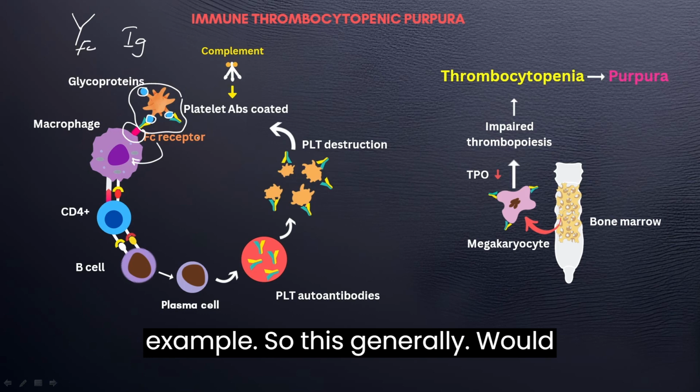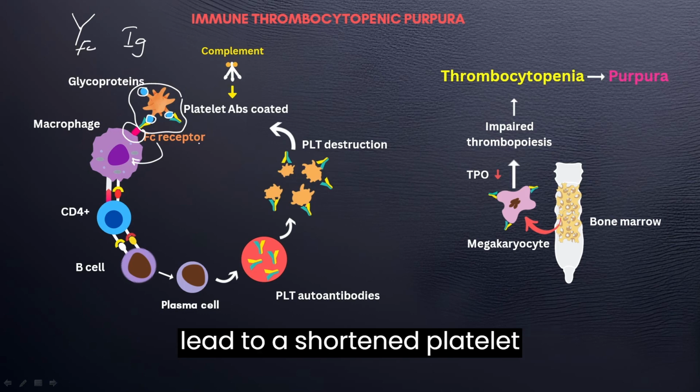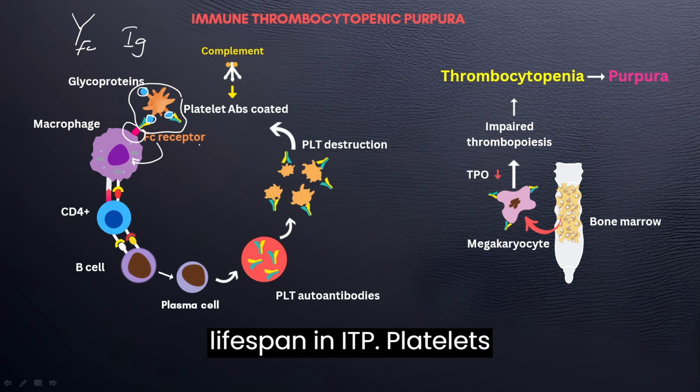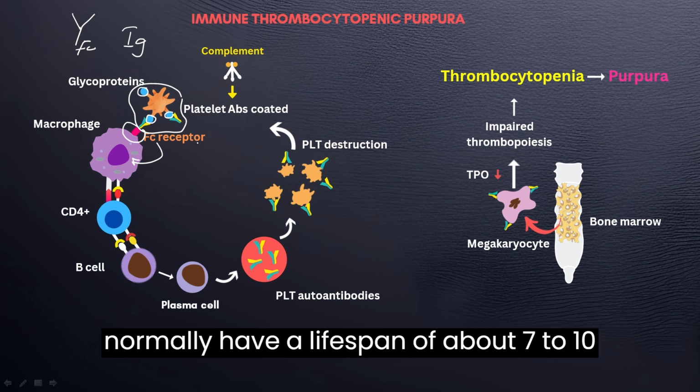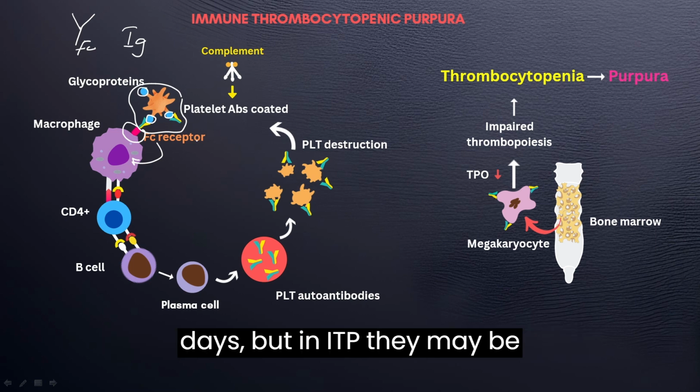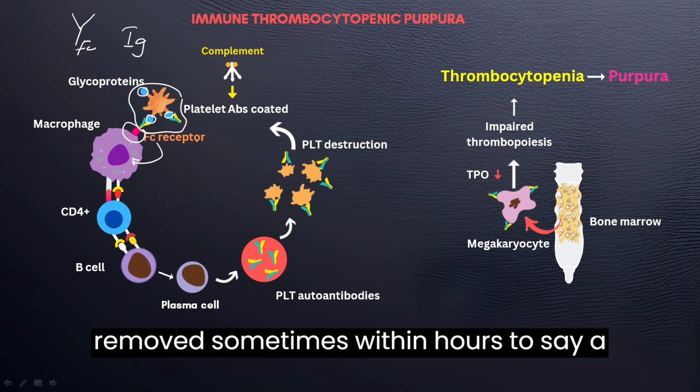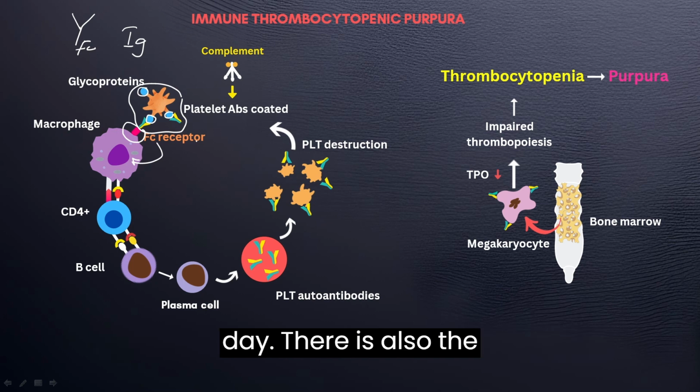So this generally would lead to a shortened platelet lifespan in ITP. Platelets normally have a lifespan of about 7 to 10 days, but in ITP, they may be removed sometimes within hours to say a day.